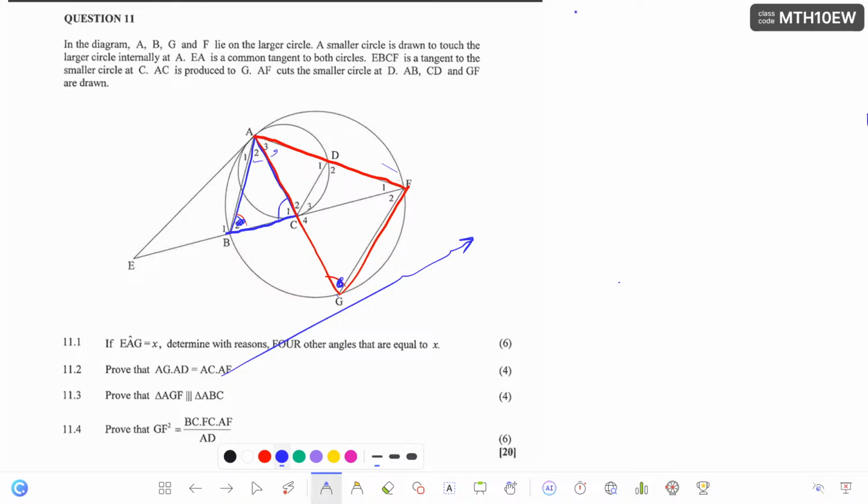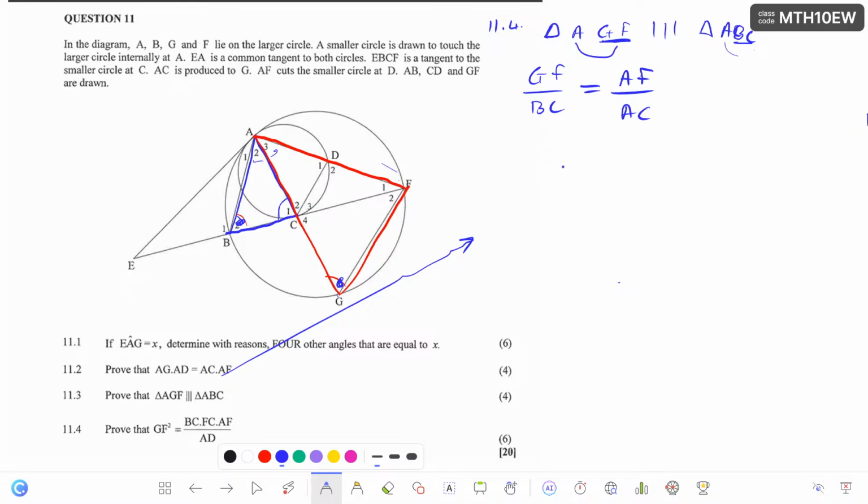So that's 11.4. So first we can say since we proved that triangle AGF is similar to triangle ABC, we are allowed to say GF divided by BC is equal to this one, AF divided by AC. The reason for this is because those two triangles are similar to each other.